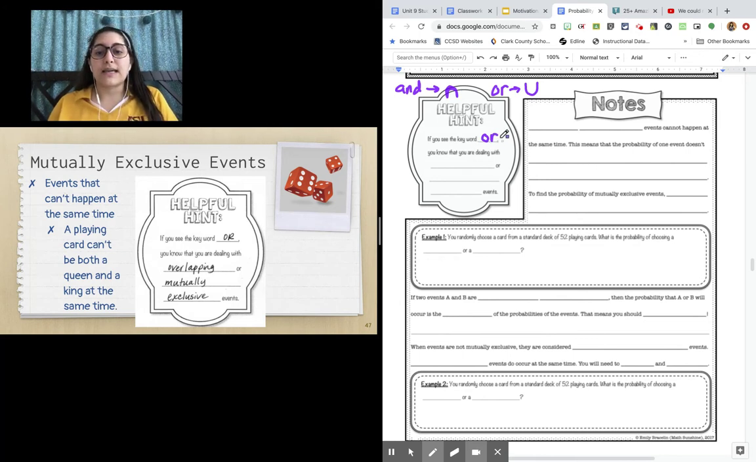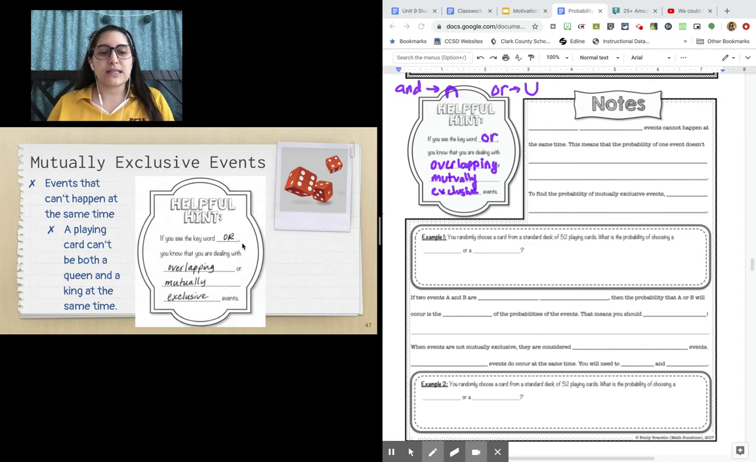So like I said, today we're mostly going to be talking about this word or. So if you see that word or, you're either dealing with overlapping events. So that would be like a card being both a queen and a heart at the same time. Okay? Or you're dealing with mutually exclusive events. Those are like the king and the queen, right? So a card can't be both a king and a queen at the same time. And I know my handwriting on the right is a little bit difficult to read. So I would follow along here on the left side of the screen as well.